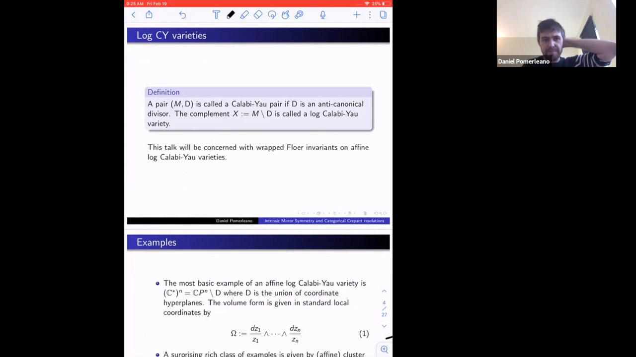So I'm going to put some additional constraints on my pair. A pair will be called a Calabi-Yau pair if D is in addition anti-canonical. The only reason you'd want to study such pairs is from mirror symmetry. What it means to be anti-canonical is that you have a volume form, some meromorphic volume form on M, which is non-vanishing on X and has simple poles along the divisor.